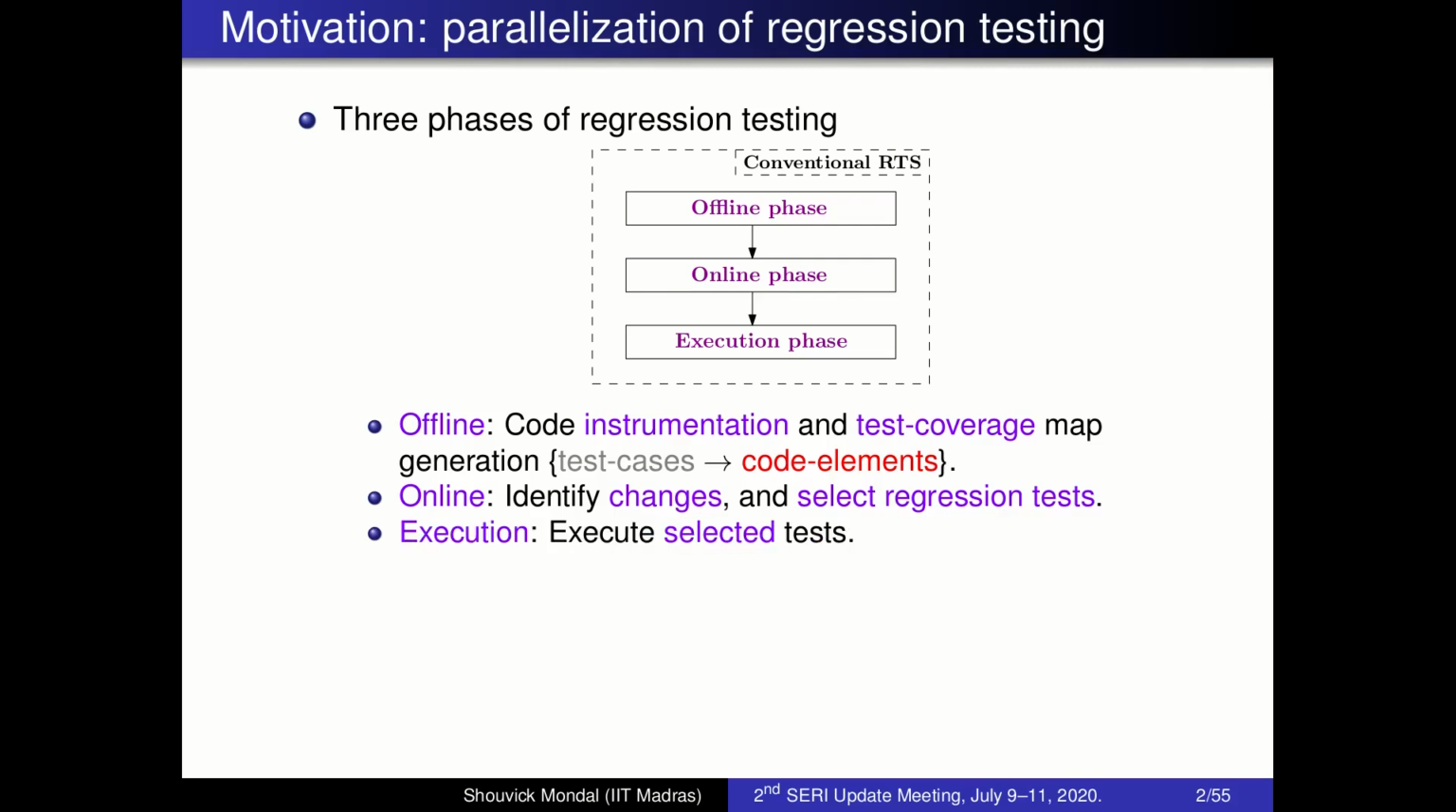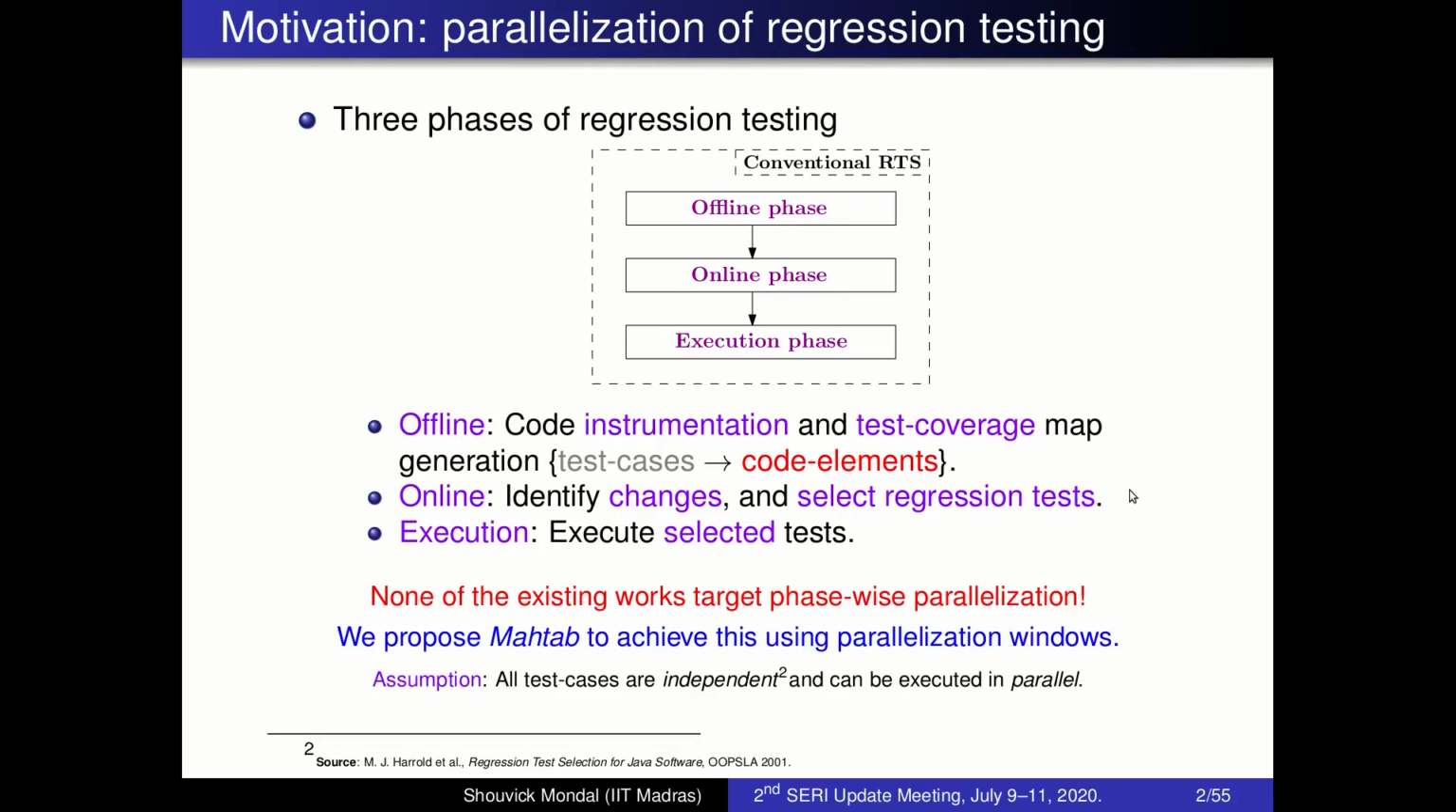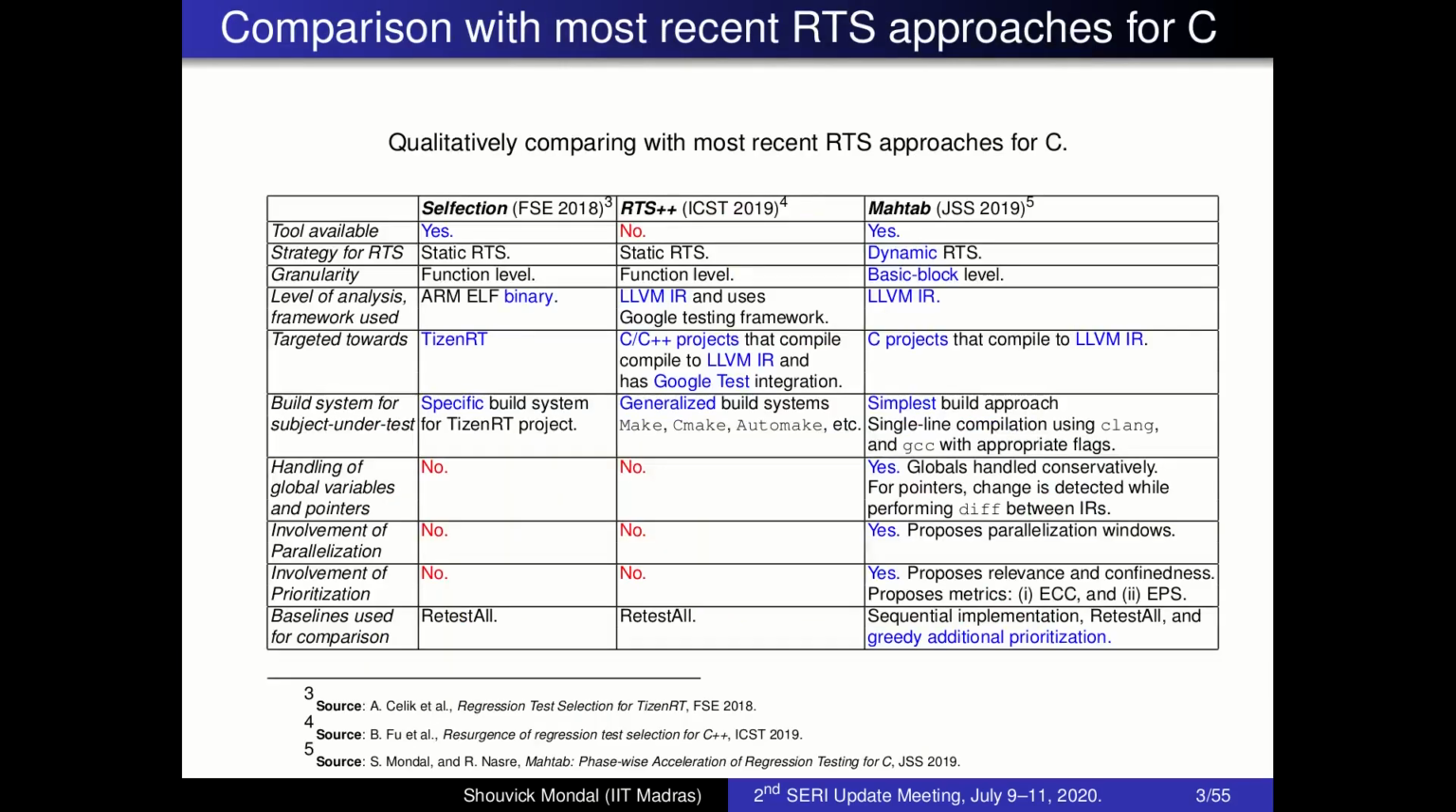Now after all this, we execute the selected test cases. None of the existing works, by the time we published this, targeted phase-wise parallelization, that is, end to end across all three phases. Two works parallelized only the execution phase, and so we propose Mahatab to achieve this using parallelization windows. We'll see shortly what these windows are about. Because we use parallelization windows, we assume that all test cases are independent and can be executed in parallel. These are the two tools, FAC 18 and ICST 2019, which existed before Mahatab.